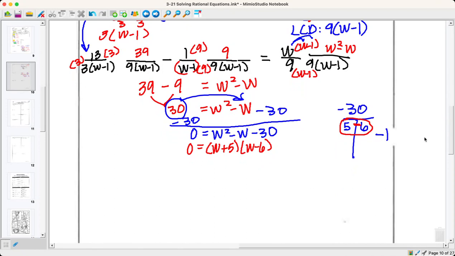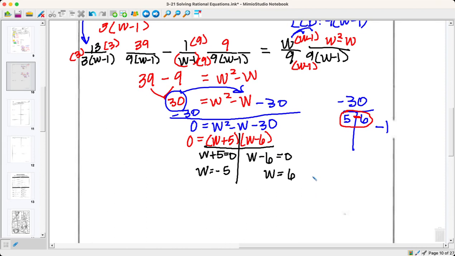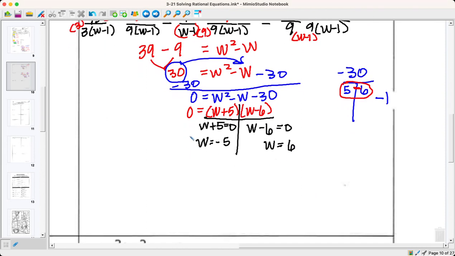From here, I will proceed to splitting it. Set each one of them equal to 0. W plus 5 equals 0. W minus 6 equals 0. And the values of w will be negative 5 and positive 6. Of course, we need to check those values to see if they work. And to save time, I'm going to go ahead and tell you that they do work, okay? So we have our two solutions right here.